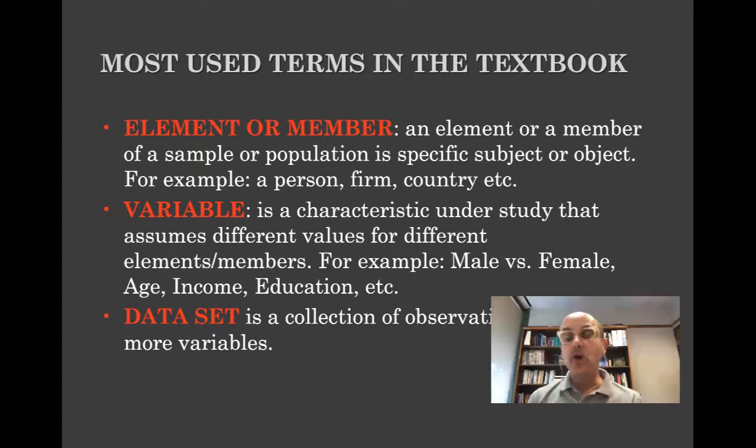Other terms that we're going to see throughout the different textbooks that we're going to cover are these. An element, or the member of a sample or population, is a specific subject or object, for example, a person, a firm, a country, or a political identification. A variable is a characteristic under study that assumes different values for different elements, such as male versus female, age, income, education level, and so on. And a data set is a collection of observations from one or more variables.